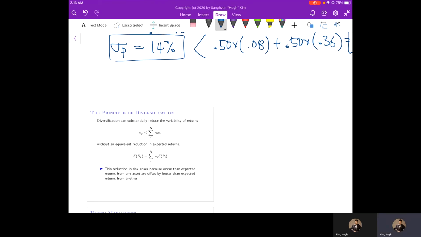Diversification can substantially reduce the variability of returns without the equivalent reduction in expected returns. The expected return is still just the weighted average of expected returns on the individual assets. However, the standard deviation of portfolio returns is almost always lower than the weighted average of standard deviations of individual asset returns. And this reduction in risk arises because worse than expected returns from one asset can be offset by better than expected returns from another.